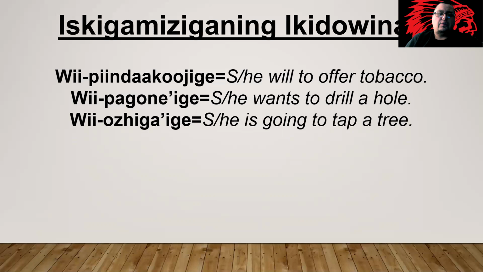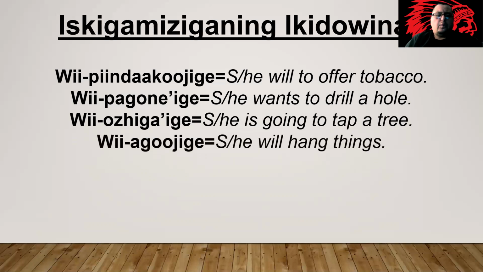Okay, so if you said we ojigaige, it could be she or he will tap a tree, she or he wants to tap a tree, or she or he is going to tap a tree. You can use either one of those, however you want to rephrase that. We agujige, she will hang things, she wants to hang things, or she's going to hang things. We agujige.